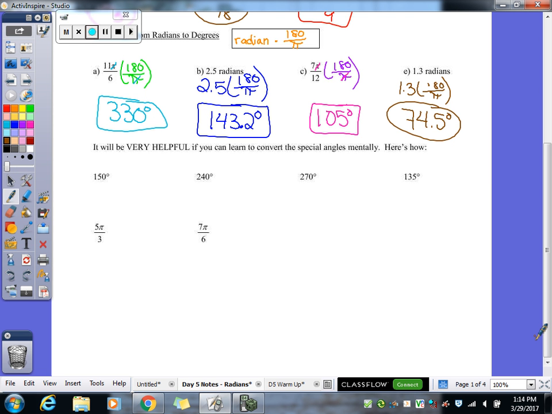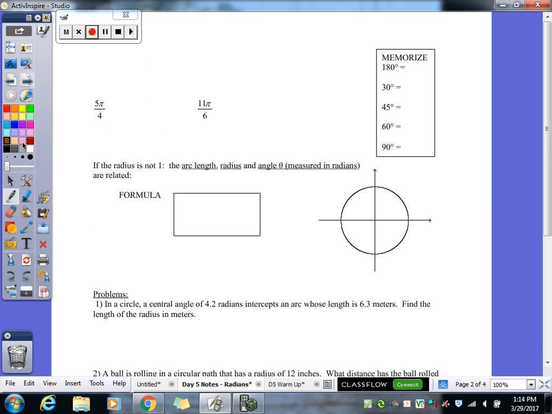Easy peasy lemon squeezy, right? All right, so it can be very helpful to you guys if you can learn to convert the special angles mentally, not always having to do it this way. So in order to do that, we got to actually look at my chart, which for some reason fell on the next page. It didn't stay where it was supposed to stay. It went to the top of the second page because it's mean. No, I said mean, M-E-A-N.